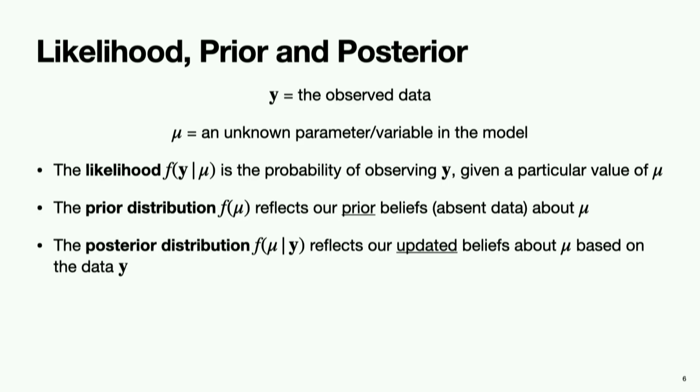Okay, so in Bayesian statistics, we have these two other things. We have the prior, which represents our prior beliefs about mu. So it's just the distribution of mu without any additional information. And then we have the posterior, which is the distribution of mu given the observed data. That represents our updated beliefs about the parameter after we've observed the data y.